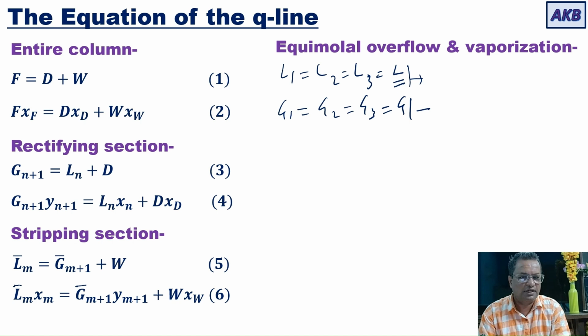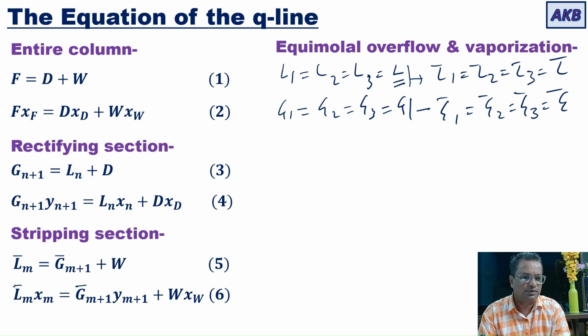In the stripping section, likewise, you have L bar 1 is equal to L bar 2 is equal to L bar 3, that is equal to L bar. And then G bar 1 is equal to G bar 2 is equal to G bar 3, that is equal to G bar. This is one of the simplifying assumptions of the McCabe method. Liquid flow is the same throughout a section. Vapor flow is the same throughout a section. Okay, so we are going to use it.